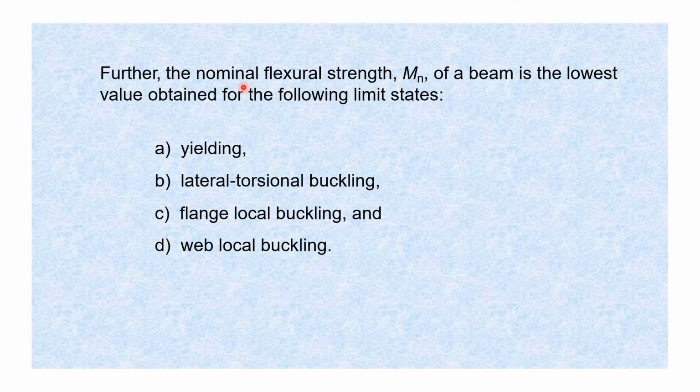Further, the nominal flexural strength of a beam is the lowest value obtained from the following limits. Means yielding, lateral torsional buckling, flange local buckling, web local buckling. Whichever gives the minimum value of moment, that criterion will be used for the moment capacity of the beam.